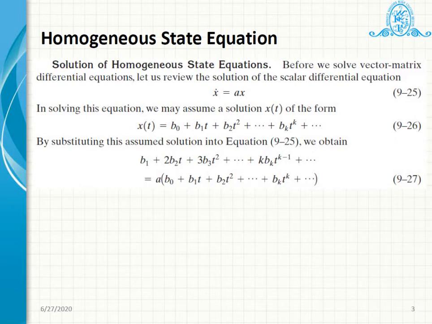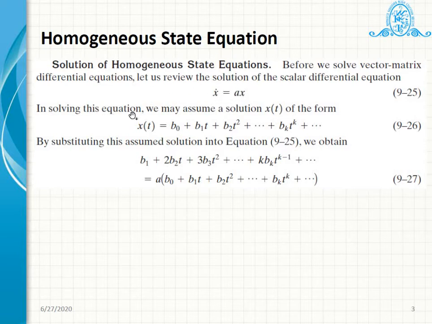Before directly going to solve the vector matrix differential equation, we will first solve a scalar differential equation. Scalar differential equation means there is only one state and only one input. Rather, there is no input here, so only one state. If there is only one state, the dimension of A will be 1 by 1. So this small a is 1 by 1, or it is a scalar. That is why it is called a scalar differential equation. x dot is equal to small a x. That is the scalar differential equation.